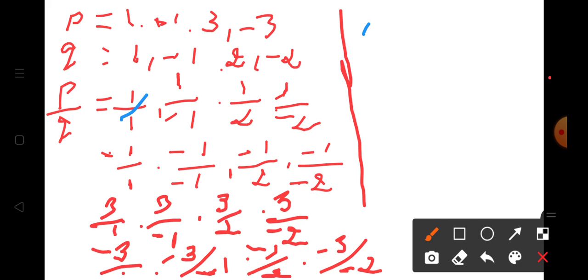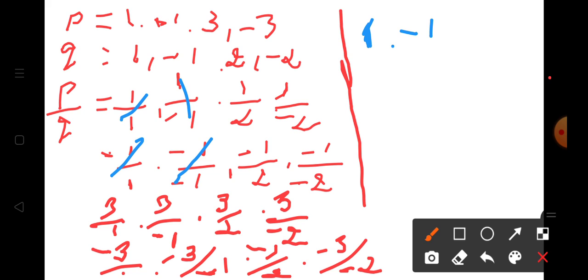The similar value, where is 1 by 1? Here, minus 1 by minus 1. So this is also, we write only one single value, 1. Next, 1 by minus 1. This is minus 1. Okay, so P by Q takes minus 1. Here also minus 1 by 1. So already we write minus 1.